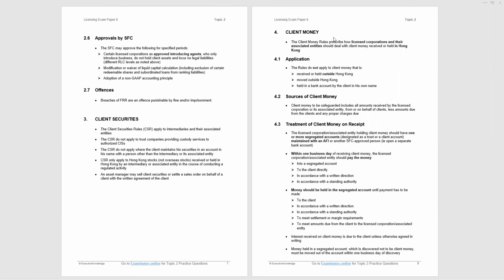2.7, offences. Breaches of the financial resource rules are an offence. Remember, this is the law. This is legislation. And an offence punishable by fine and or imprisonment. Imprisonment is when fraud is involved. So I've spent a bit of time on the financial resource rules because they come up in every SFC licensing exam. Well, that may be an overstatement, but it's not far off it. I would not go into paper 6 without being familiar with the financial resource rules and having done the required practice questions.